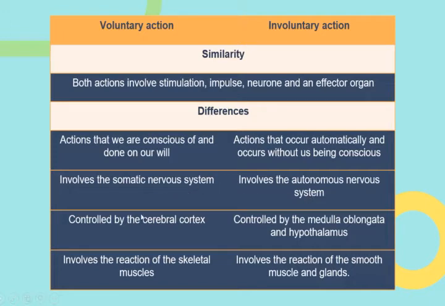Next we go to the third difference. Voluntary action is controlled by the cerebral cortex. The cerebral cortex is the biggest part of the brain, right? Whereas involuntary action is controlled by the medulla oblongata and hypothalamus.